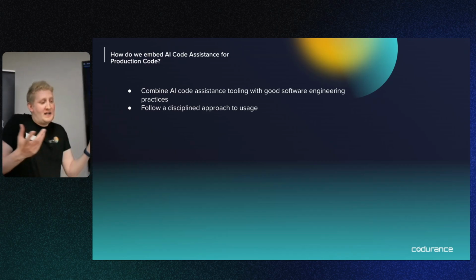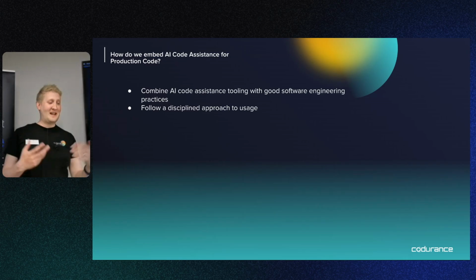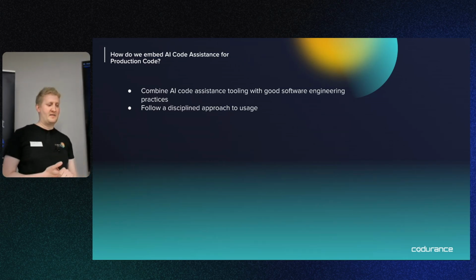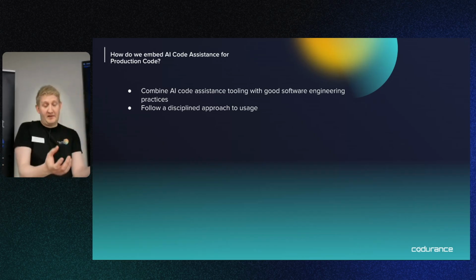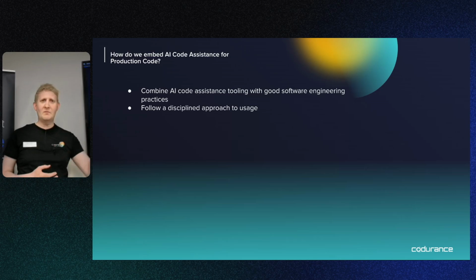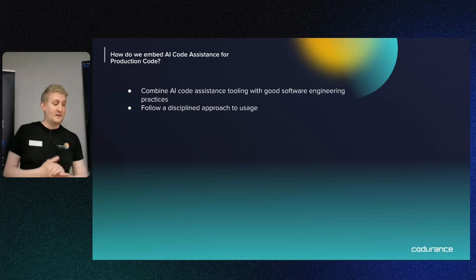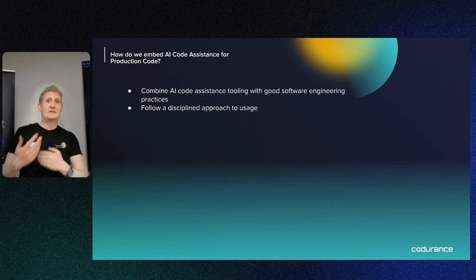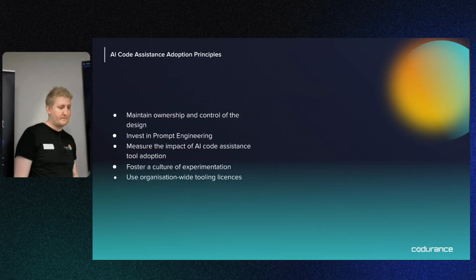At a high level, how do we embed these tools into how we work with production code? I think there's two main bits to it, right? It's combining the benefit and the power of these AI coding tools, but also not losing sight of the fundamentals of good software engineering that we all know and love, and doing it in a disciplined way in how we interact with the LLMs and the coding tools.